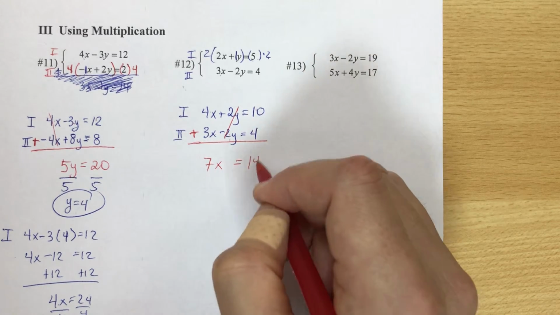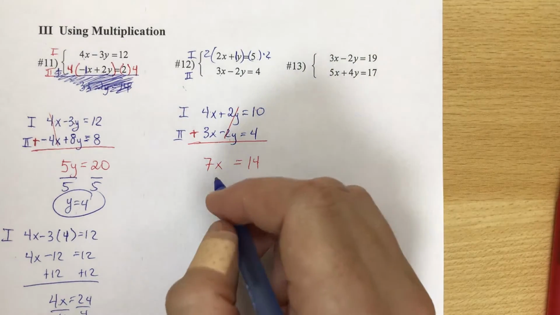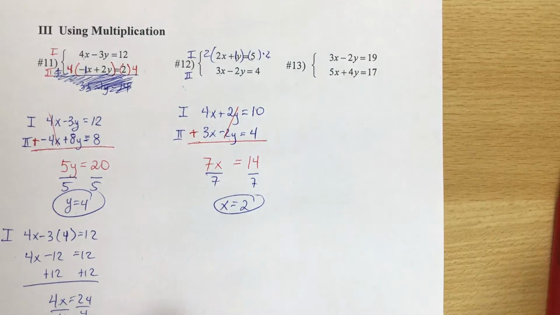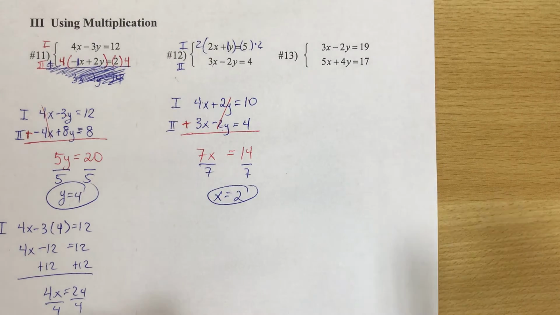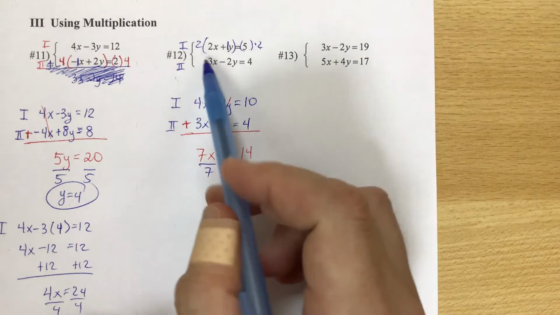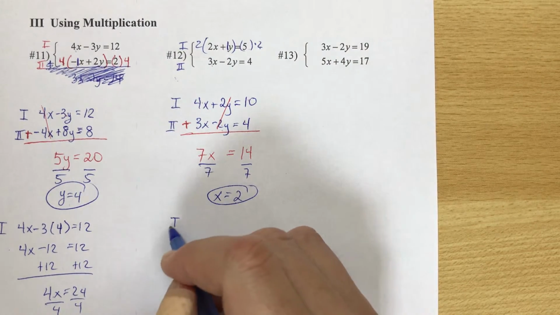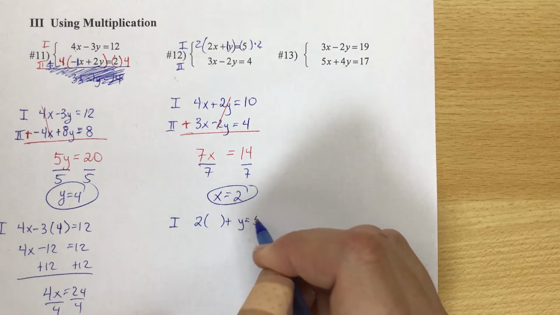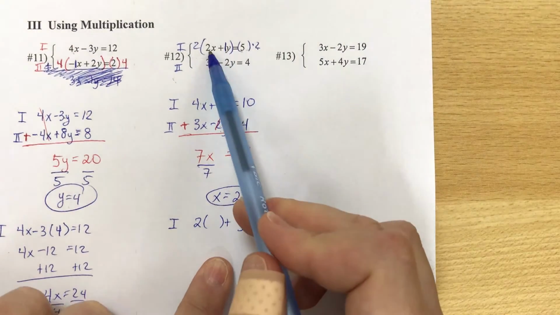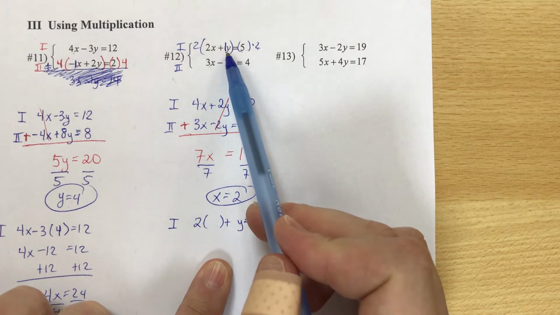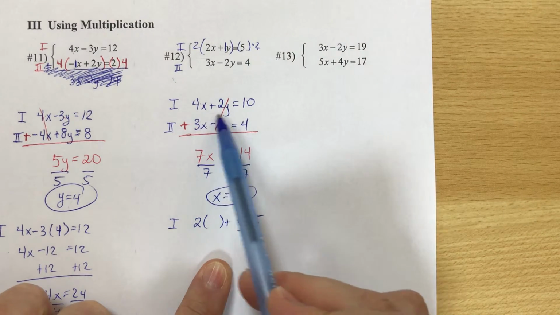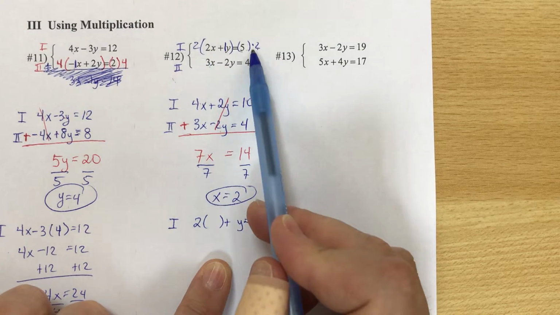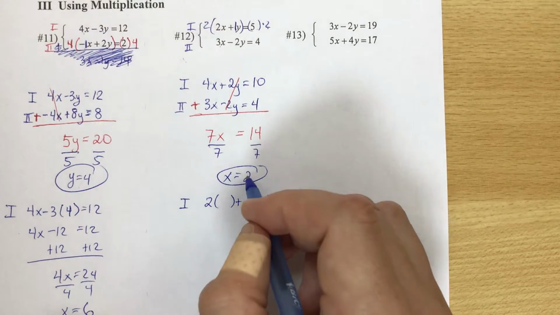10 plus 4 is 14. We can divide that, we can solve it. X equals 2. All right, now we need to find the y. I'm going to take equation 1, which was 2x plus y equals 5. Notice that I go back to the original equation in this case. Okay, I'm not going to go to this. This is more complicated. So I'm going to go to the equation that I started with before I did any kind of multiplication.